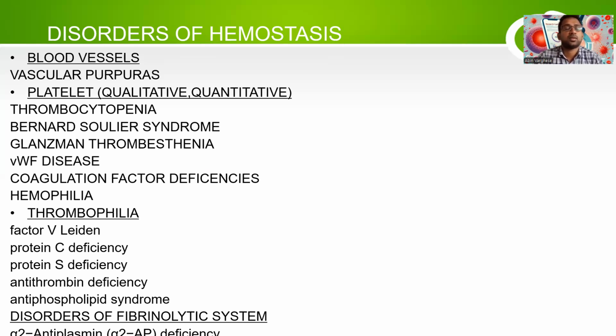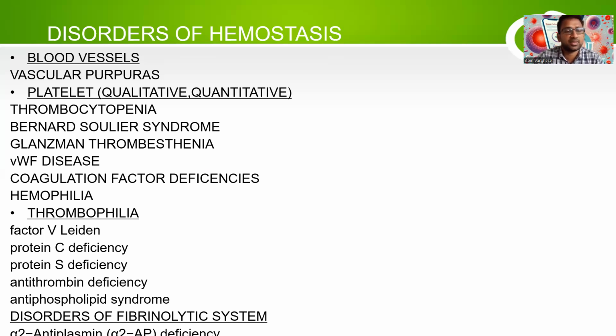Then you have the coagulation factor deficiencies. The main coagulation factor deficiencies include all of them, but the prominent ones are factor 8 and factor 9 deficiencies, which are hemophilia A and hemophilia B. And you can have all other coagulation factor deficiencies, some of which are rare. The next is thrombophilia. Factor V Leiden is a resistance to protein C: factor 5 forms a resistance to protein C. Then protein C deficiency, protein S deficiency, antithrombin 3 deficiency, and APLA.